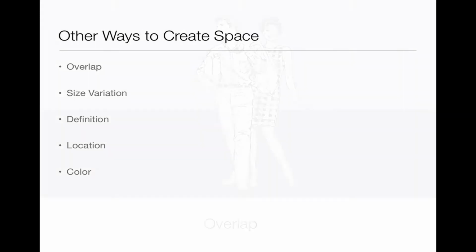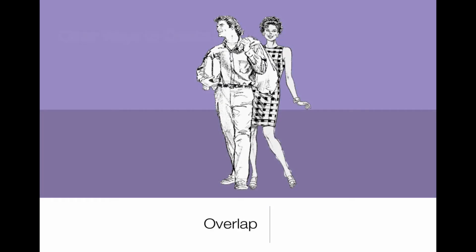So let's first start off with overlap. We've got our guy here and our lady. And obviously, if I were to ask you which one was closer, it would probably be the guy, because he's overlapping or in front of the other girl. So for us, he's closer because he's blocking out the rest of the lady in this.